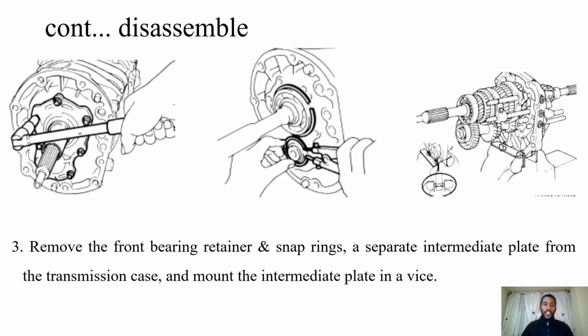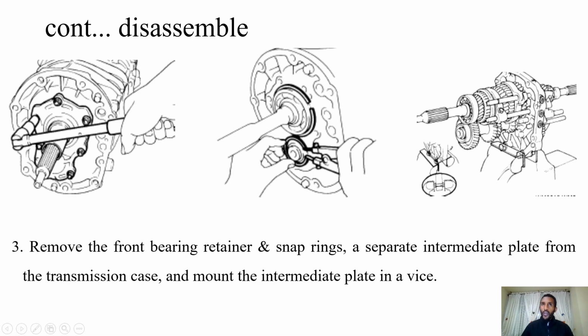The next thing is to remove the front bearing retainer, because initially we disconnect the bell housing or clutch housing. Then we remove this bearing retainer. Then we remove the snap ring for the input shaft bearing and the countershaft bearing. After that, we can simply separate the housing and the intermediate plate. If you observe, this one is the intermediate plate.